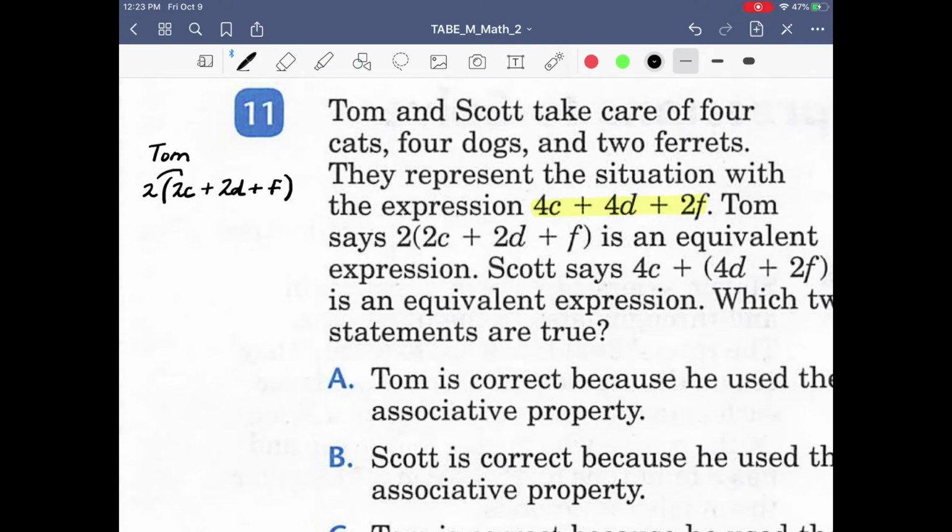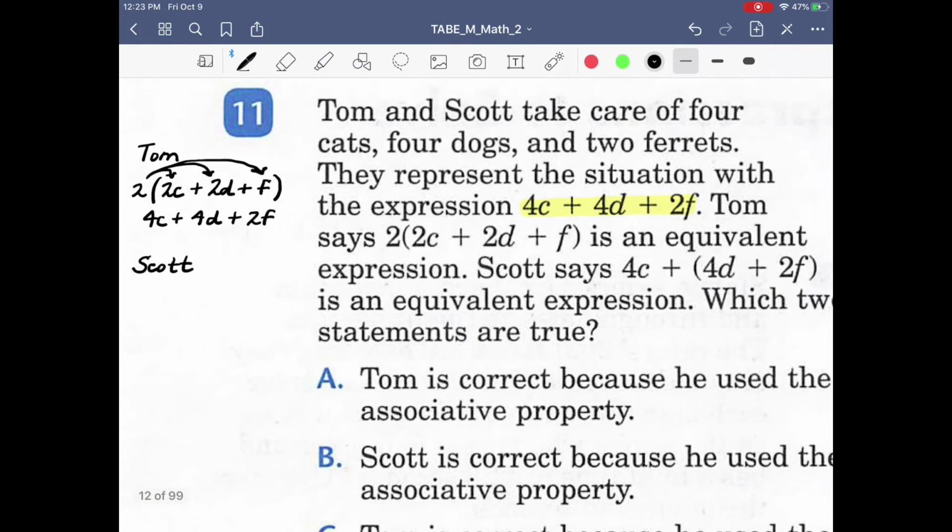So Tom could simplify his expression. And we have 4c plus 4d plus 2f. That looks like the original expression. But let's look at Scott's and see what he has, because they could both be right. We have 4c plus 4d plus 2f. So in Scott's expression, he has put parentheses around these two. And it's fine to do that. So either of these expressions is correct.